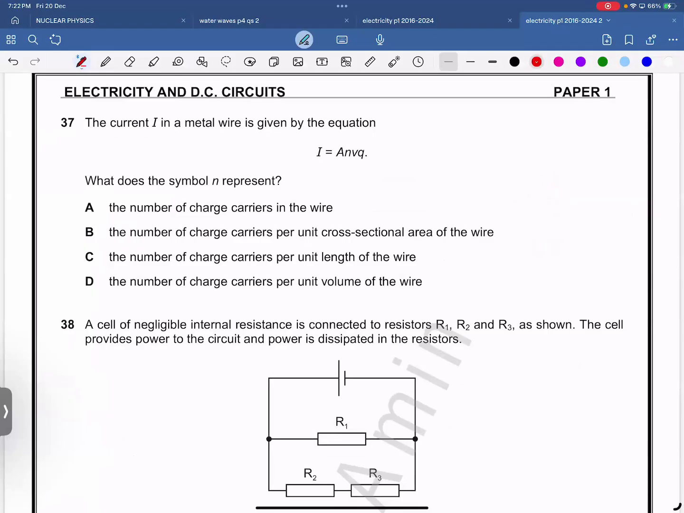Symbol N. N is the number of charge carriers per unit volume. Number of charge carriers per unit volume. D. N is number of charge carriers per unit volume, my dear. Is D also easy question.